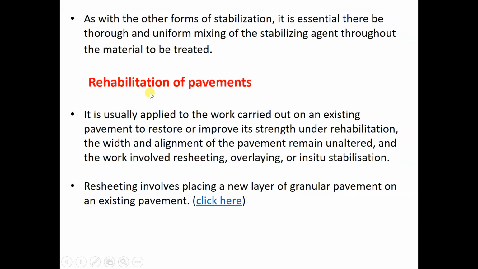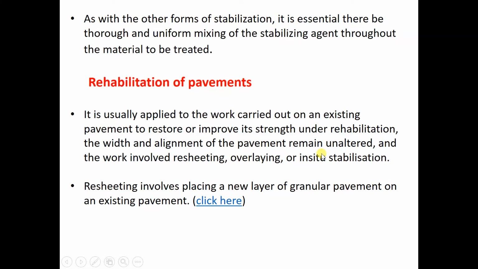Rehabilitation is more than the normal routine maintenance of patching the potholes. It's more than that, so it's quite an extensive job. But for this rehabilitation, the width and the alignment of the pavement remain unaltered. The alignment of the road, we cannot change it. You cannot change the direction of the horizontal alignment.